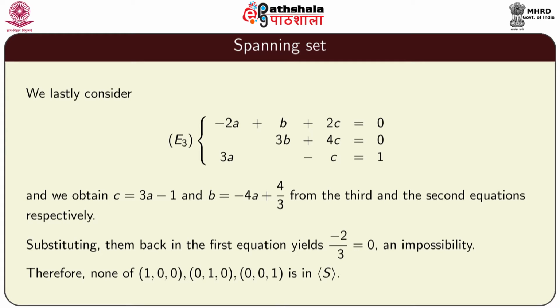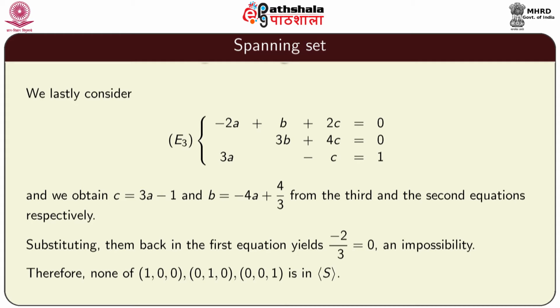Once again, the third equation gives you that C is equal to 3a minus 1. And then if we substitute it back to the second equation, you get B is equal to minus 4a plus 4 by 3. And the first equation gives you minus 2 by 3 is equal to 0 if you substitute back these values of B, C, etc., which is of course impossible. Therefore, 0, 0, 1 does not belong to span of S.